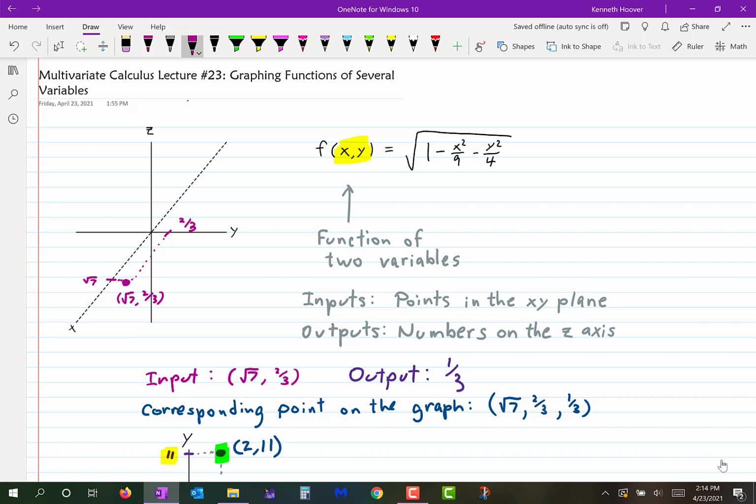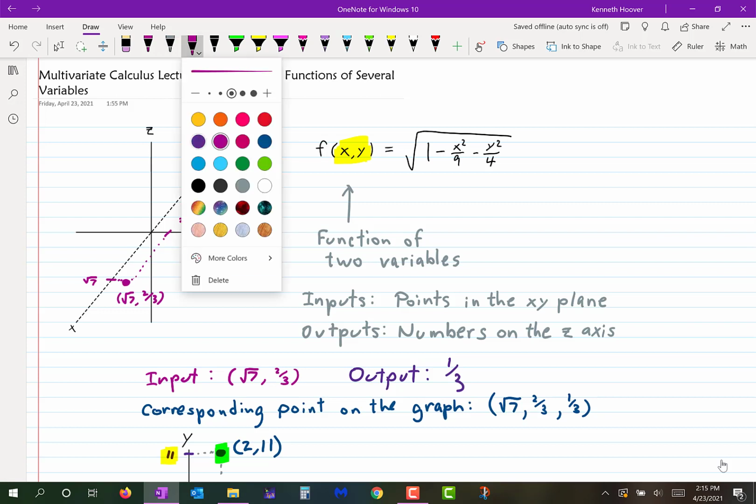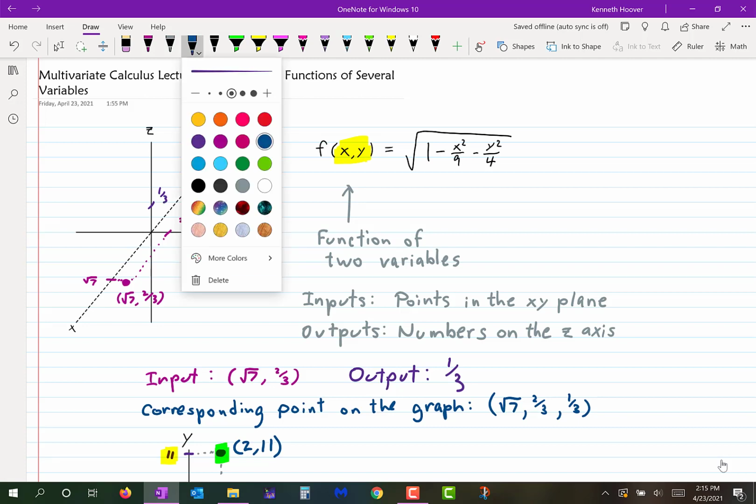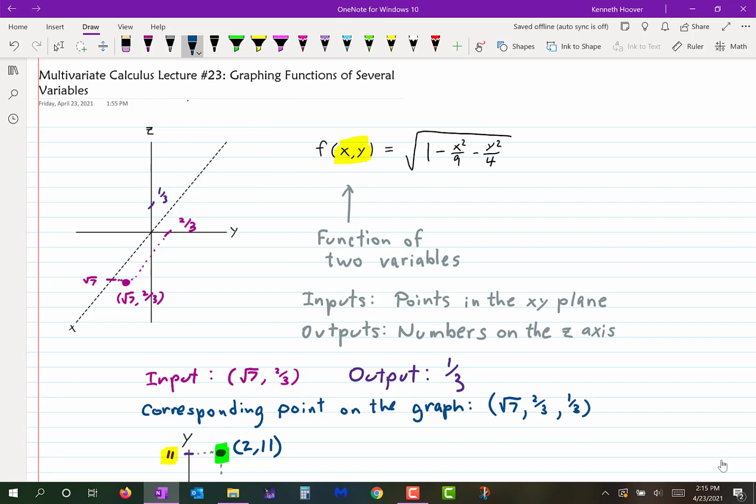Okay, now, what do we get as an output? We get the number 1/3. Okay, so where is that? That is going to be, let's just say right here. What's the corresponding point on the graph? Would be input, output. So √7, 2/3, 1/3. And that would be right there.